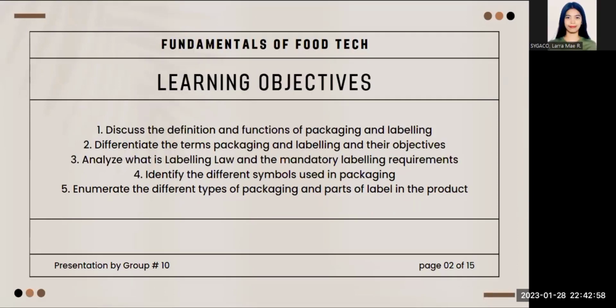Amen. Our learning objectives are: first, discuss the definition and functions of packaging and labeling. The second is differentiate the terms packaging and labeling and their objectives. Number 4, identify the different symbols used in packaging. And number 5 is enumerate the different types of packaging and parts of label in the product.